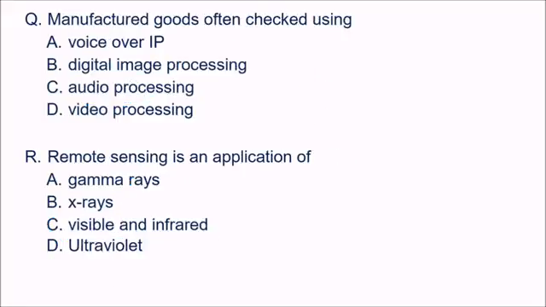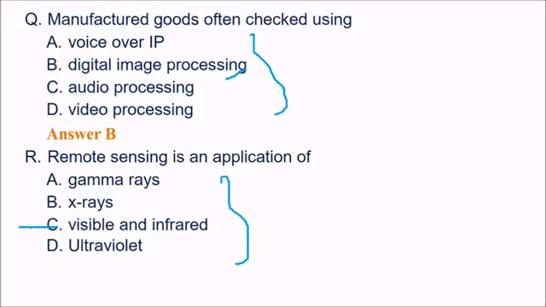Manufactured goods are often checked using what? Now you can choose DIP or any other. The answer is digital image processing, because voice over IP, audio processing, video processing are used for some other purpose, not for manufactured goods checking. Remote sensing is an application of remote sensing.